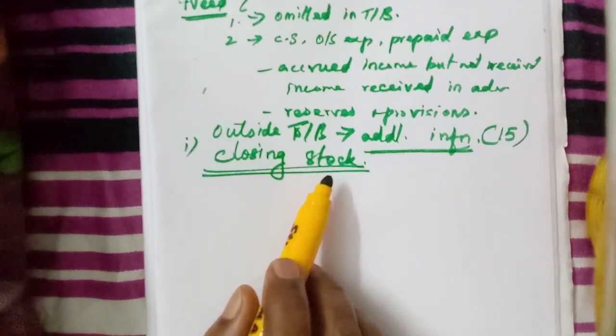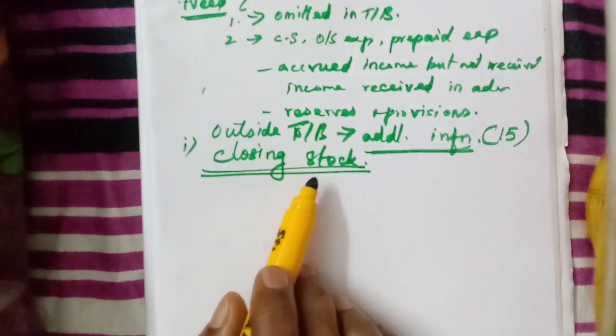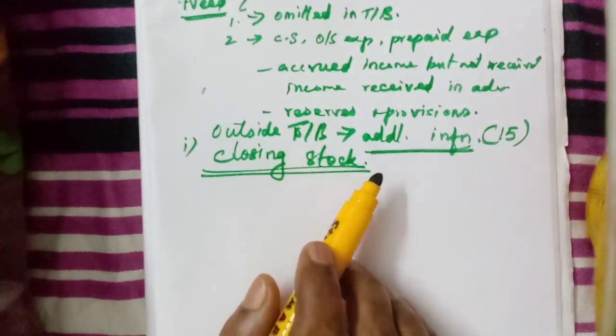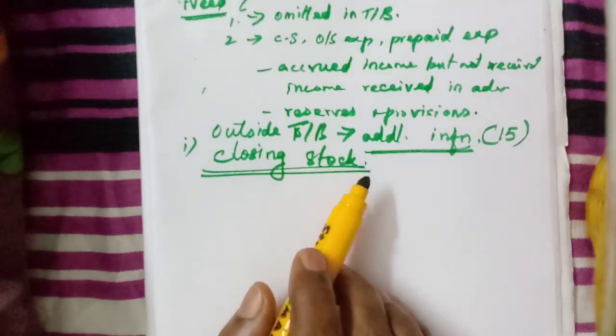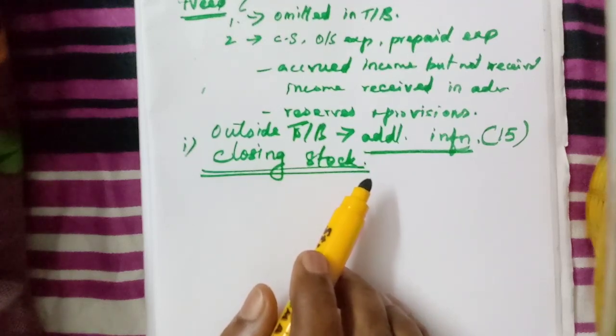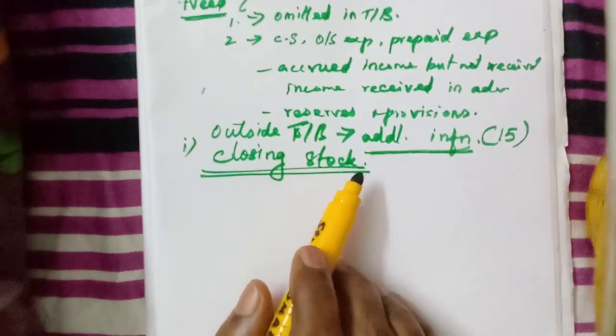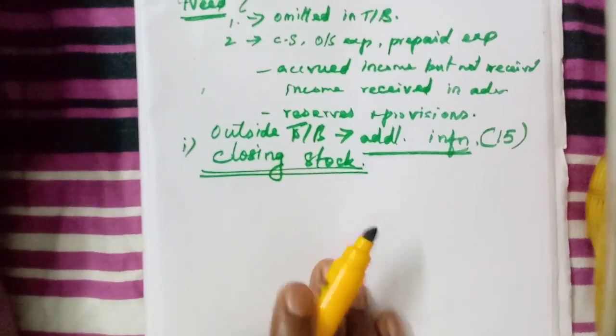Then how these adjustments will appear in the financial statements, into the final accounts. The final accounts are 2, isn't it? Profit and loss account or trading account, and the balance sheet. So this one will appear in 2 places.